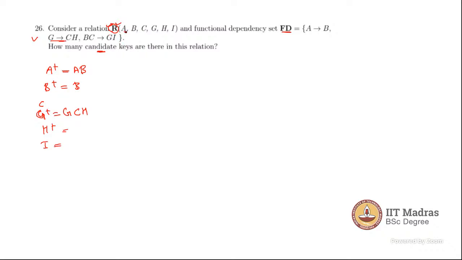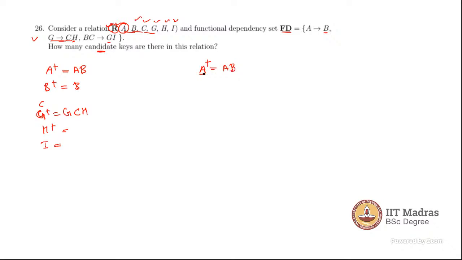Then you need to take a combination like AB, BC, CG, or AC. Different combinations you need to try. But the main trick is that you need to consider the right side of the functional dependency set. The attributes which are not present on the right side of the functional dependency set, we have to take. Here B is there, C is there, G is there, H is there, and I is there. A is not there. So A must be a part of the candidate key here, because A plus simply gives us AB, so A alone is not a candidate key.